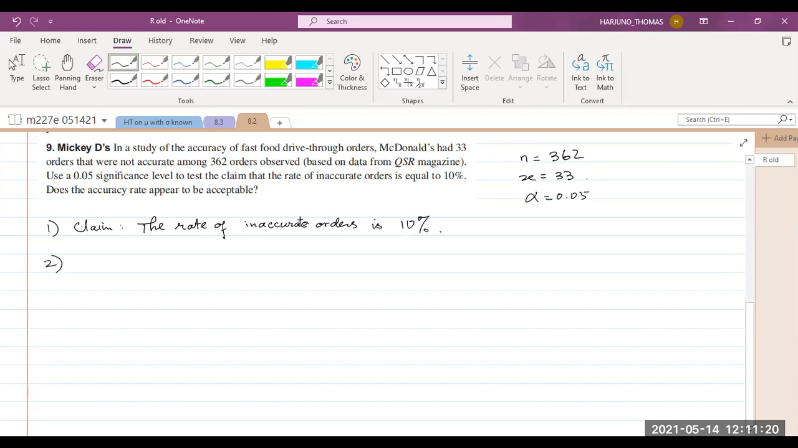Step 2, hypothesis. The rate, the proportion, that's the P, right? Now here the P is 10%, so it must be the null hypothesis. That's where the claim is. So we will try to reject that later on. The alternate hypothesis, P is not 10%. That will be a two-tailed test.